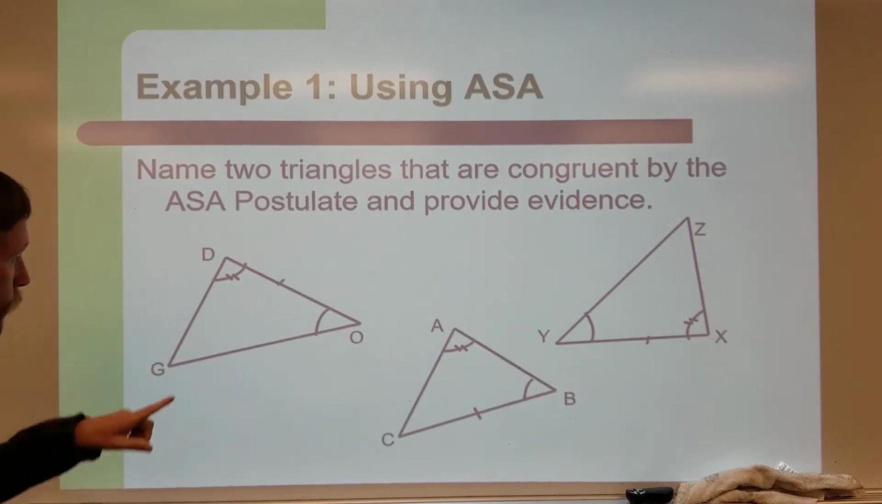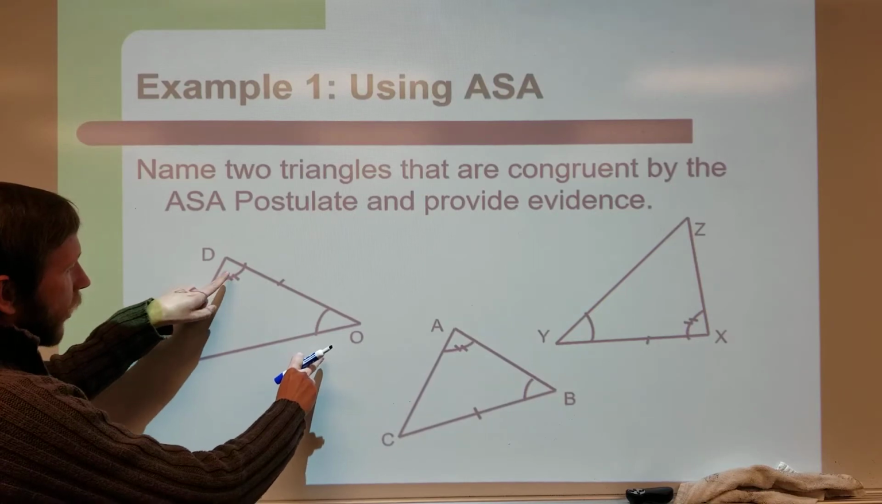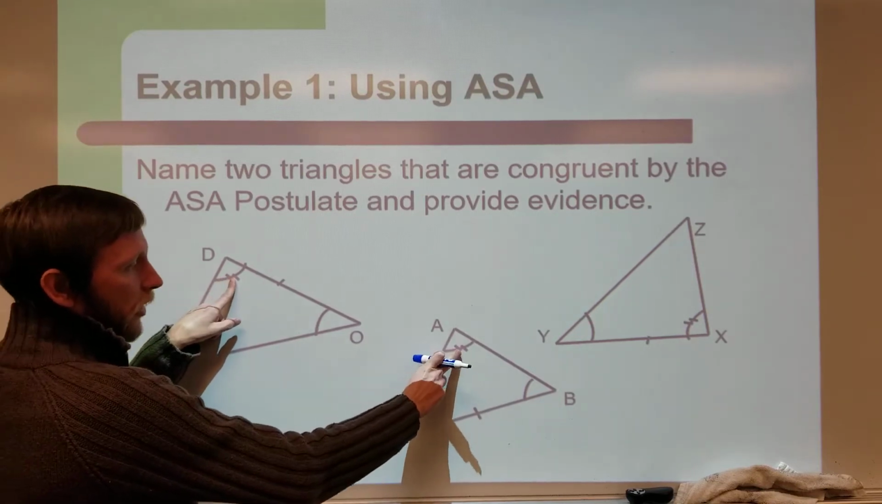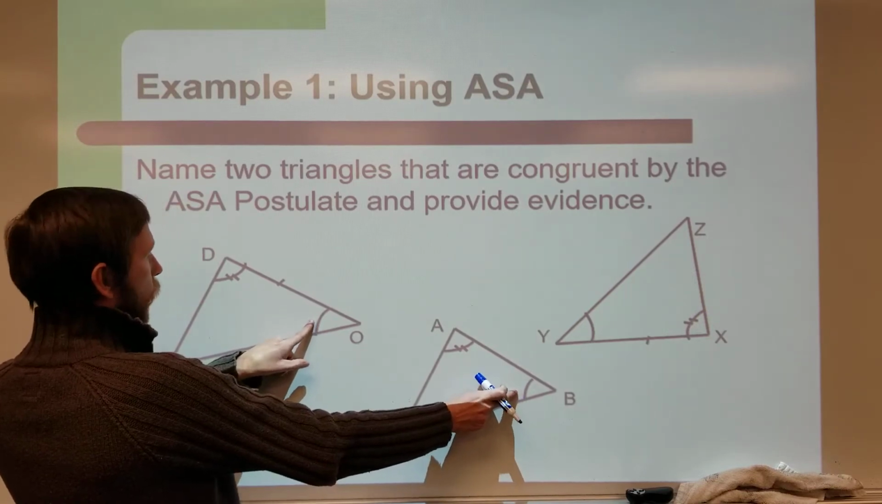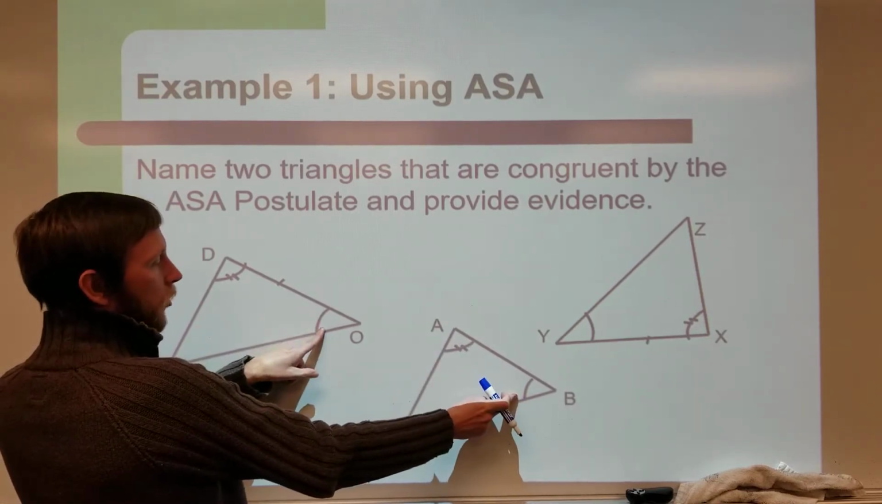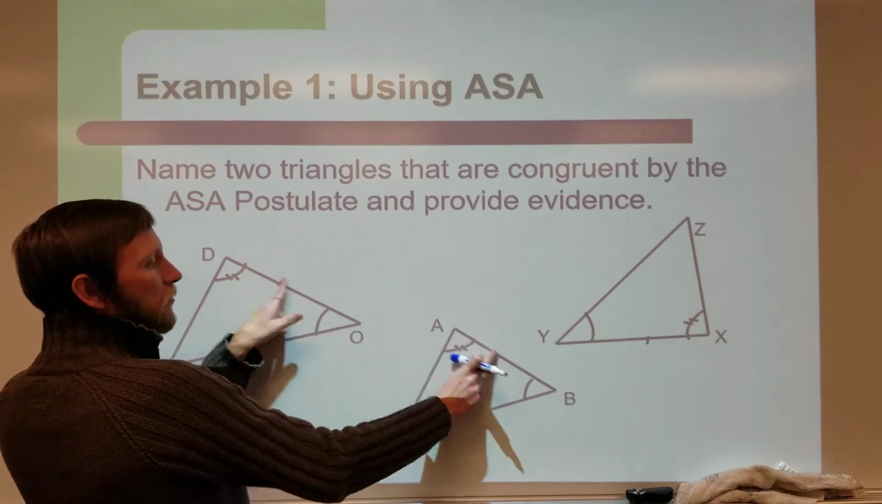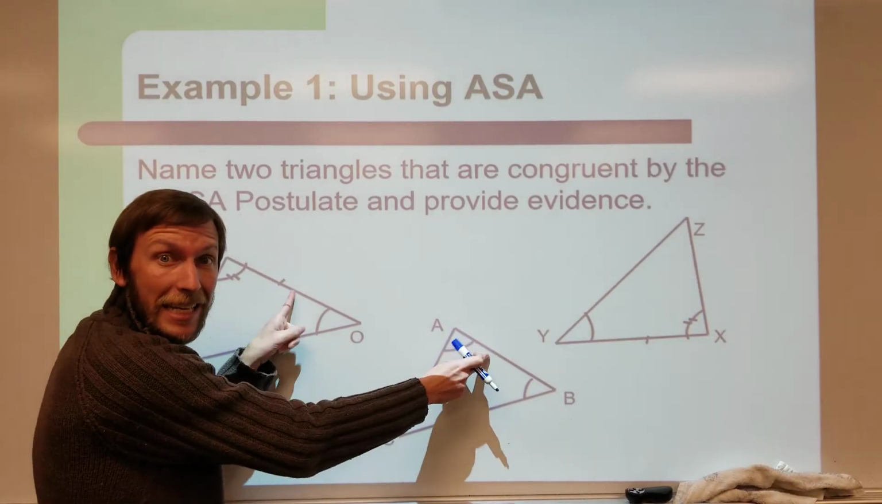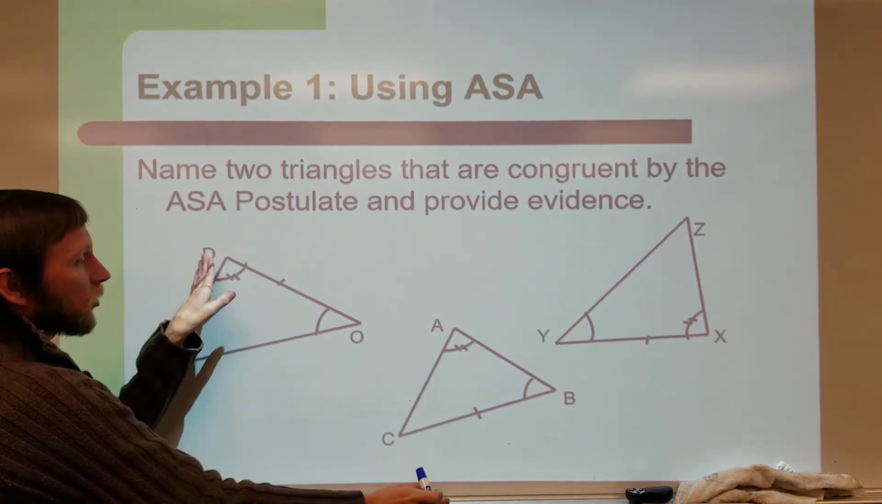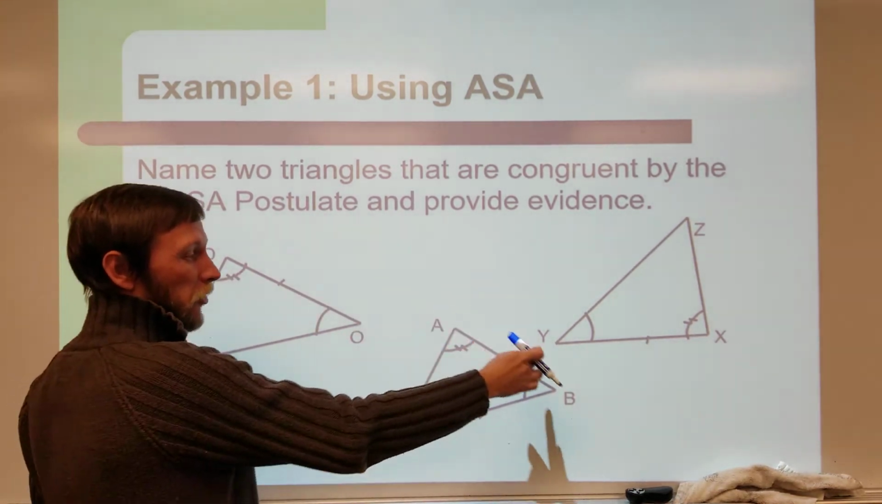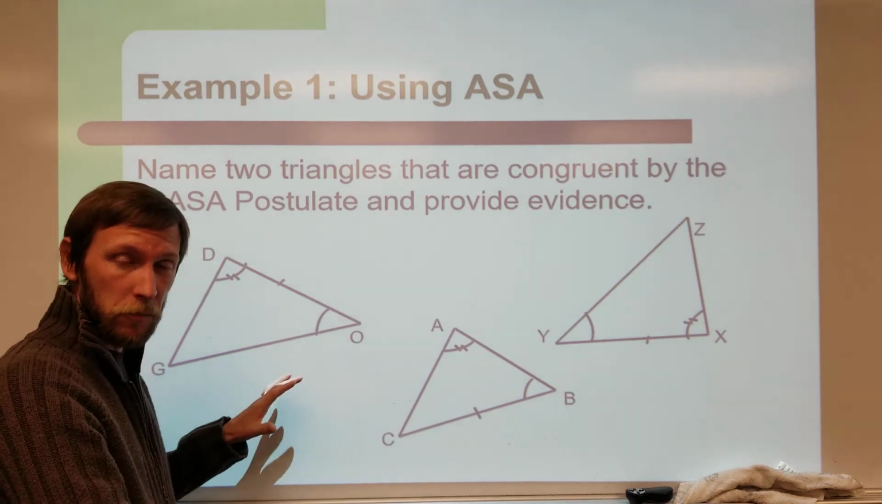Well, what we should note is that this angle that's marked twice corresponds to this angle that's marked twice. This angle that's marked once corresponds to this angle that's marked once. So D is congruent to A, O is congruent to B. But the segment in between these angles is not marked. All right? So I cannot say that triangle DOG is congruent to triangle ABC. That is not going to be true.